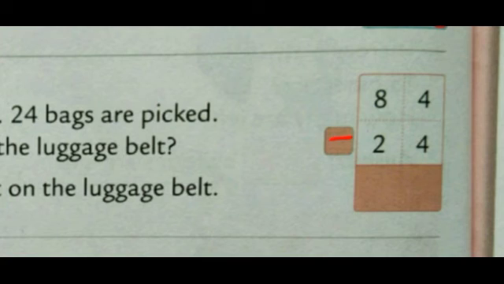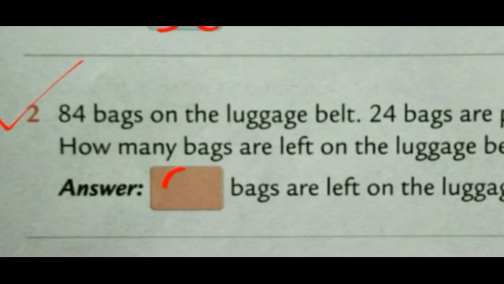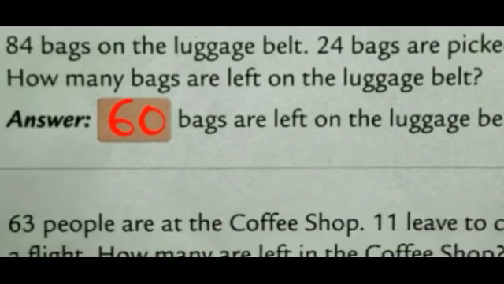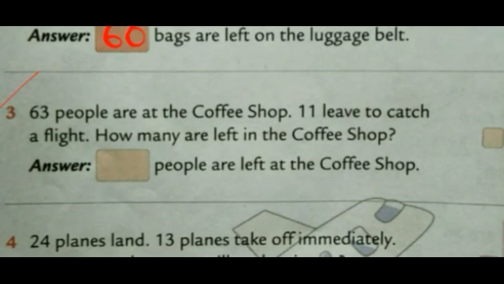So we will put the subtraction sign and now subtract. Always begin with the ones place. 4 minus 4, 0. Step number 2, subtract the tens. 8 minus 2 is how much? 6. So that means 60 bags are left on the luggage belt. Okay. Now see the third one. 63 people are at the coffee shop. 11 people leave to catch a flight. How many are left in the coffee shop?